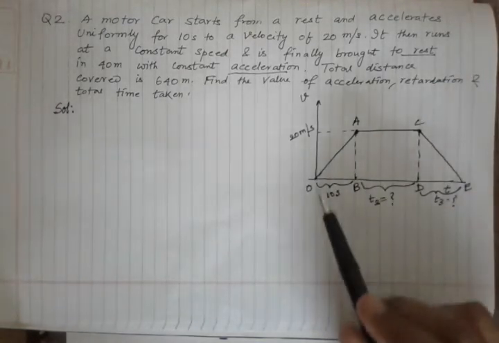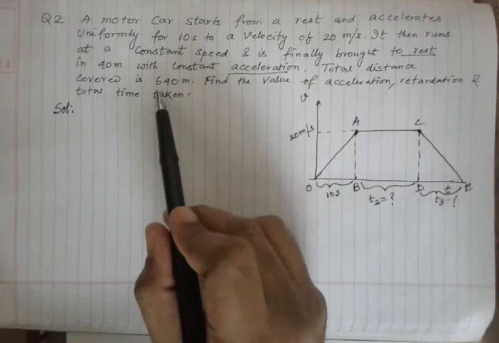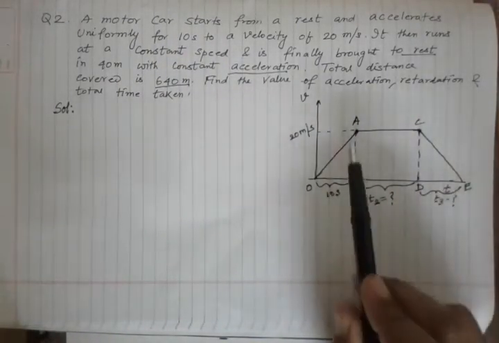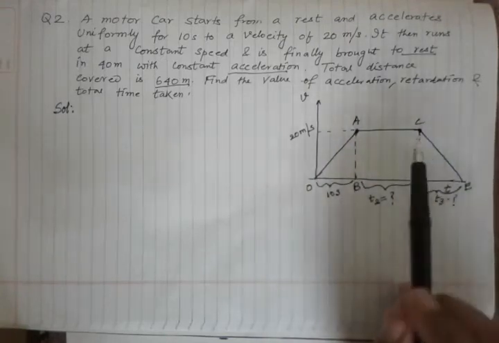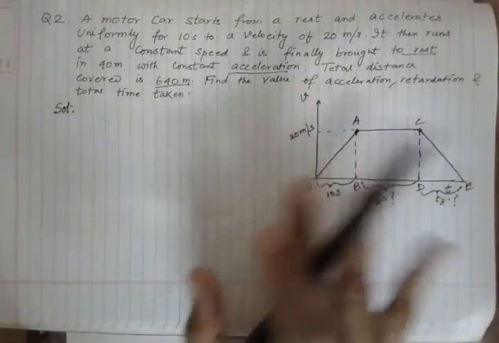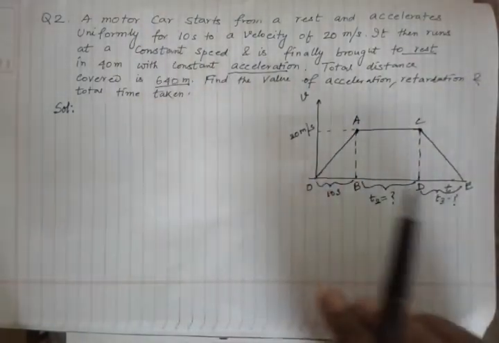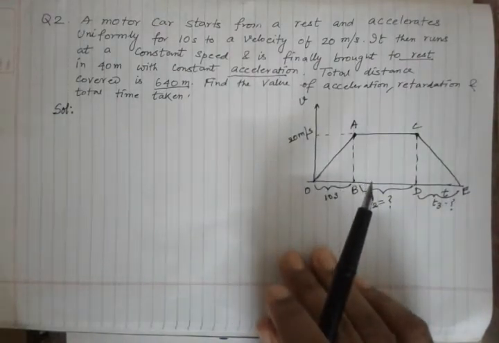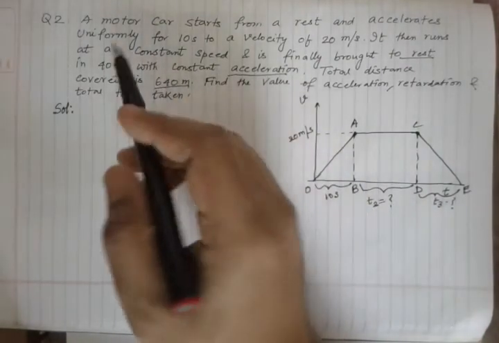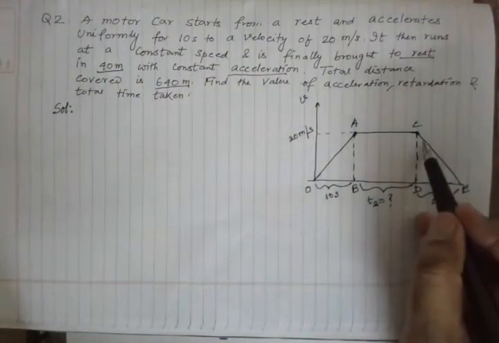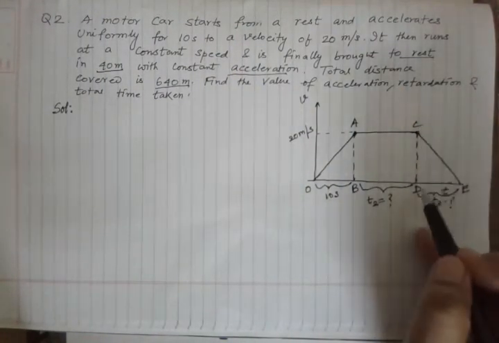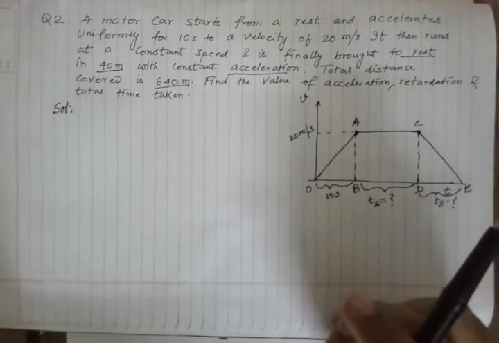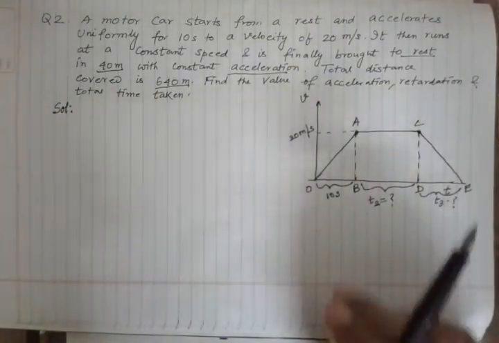Only the total distance is given. Total distance is 640 meters. The meaning of this is that the total area of this whole portion is 640 meters, because it is a velocity time graph. So if I find the area, you will get 640 meters. And also one more thing is given, that the area where it is brought to rest is 40 meters. So that means the area of this portion, CBE, is also 40 meters. Okay, so first thing you have to find out is the acceleration here.